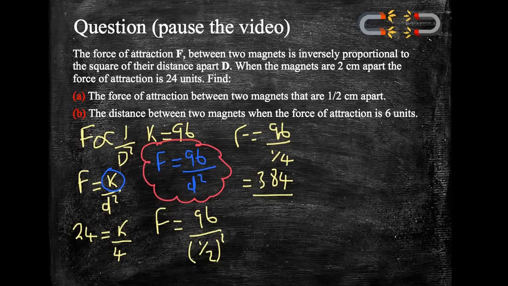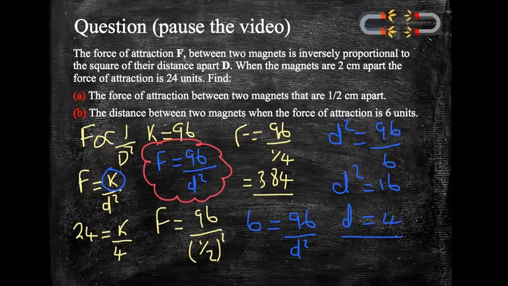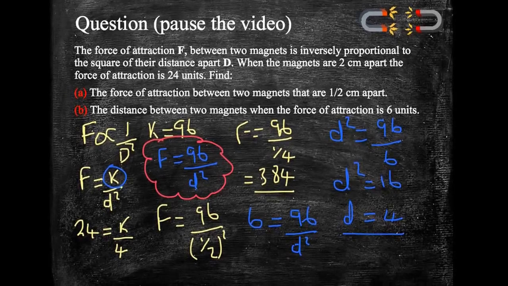Let's look at part B. The distance between two magnets when the force of attraction is 6 units. So let's see what we have to do here then. F is 6. So 6 equals 96 divided by d squared. I'm going to swap over my d squared and my 6, so I've now got d squared equals 96 over 6. 96 divided by 6 is going to give me 16. D squared equals 16. That means that d is going to give me 4. Done. Hopefully you got the right answers there.